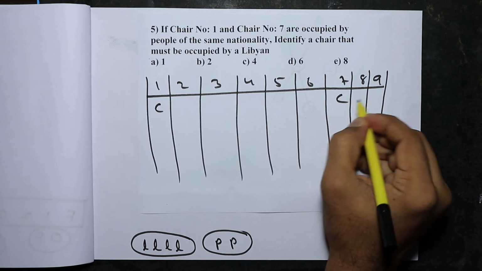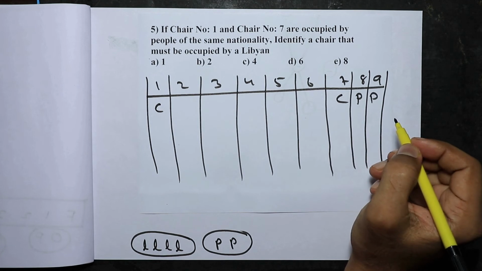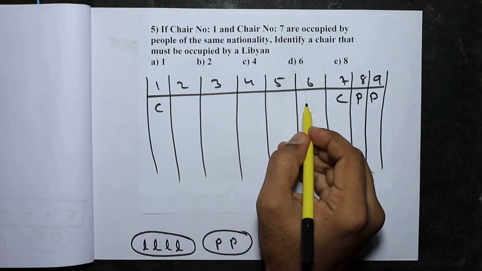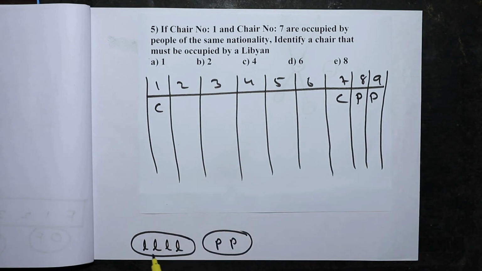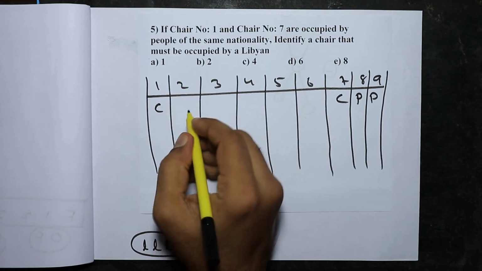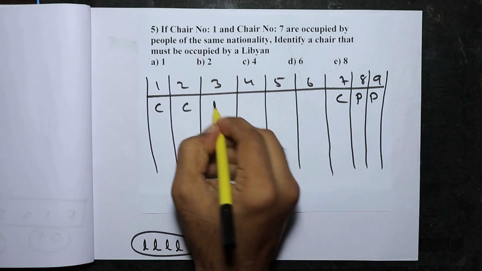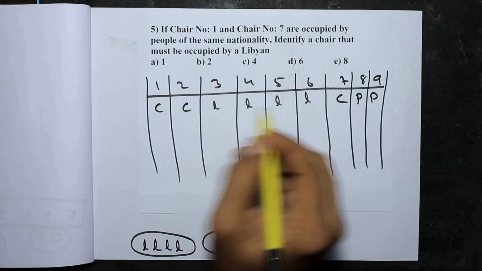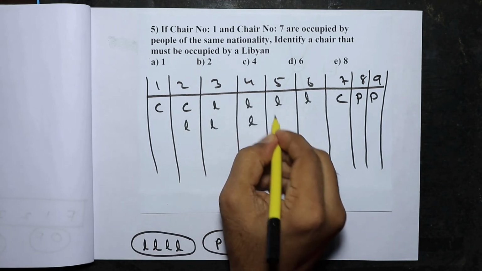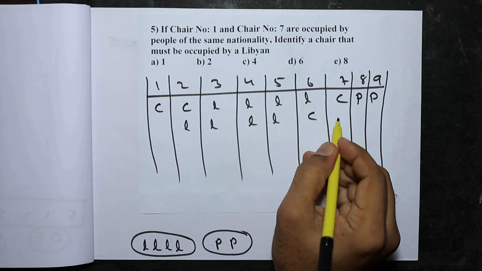Now here there are 2 spaces. So compulsorily these 2 spaces should be occupied by P. Here altogether 5 spaces are there. 4 of them will be occupied by Ls and 1 will be occupied by a C. Now there are 2 possible arrangements. One arrangement is I can have a C here followed by the 4 Ls, or I can have the 4 Ls like this followed by a C. Now these 2 arrangements are possible.